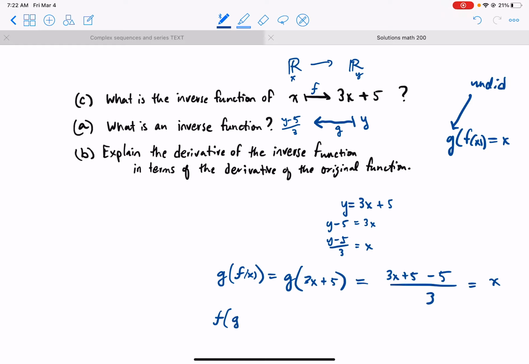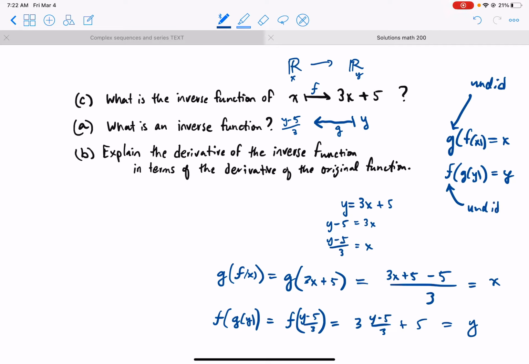Okay, well, let's see. Does f undo what g does? I first do g to y, and I get (y minus 5) over 3, and then I take that and plug it into f and see what f does to it. Well, f does 3 times whatever the thing is, and then adds 5. I think you're going to see we get y again. So f of g of y is y again, and so even f undid what g does.